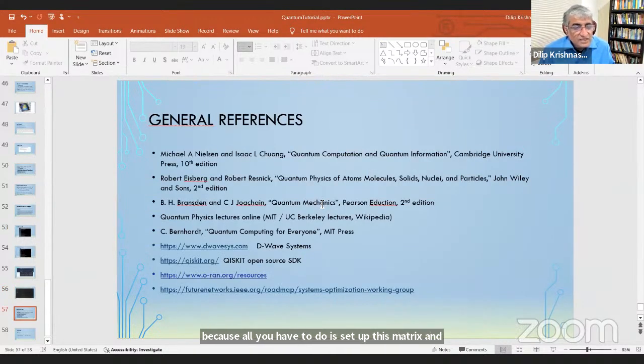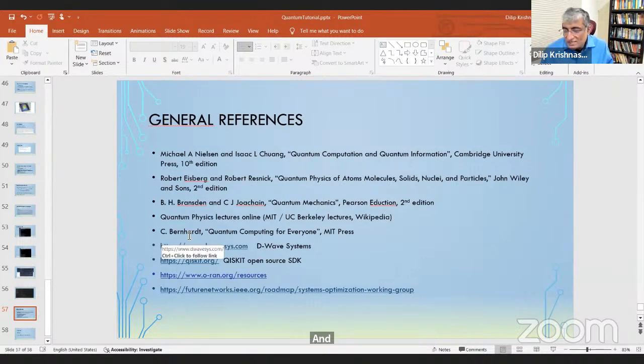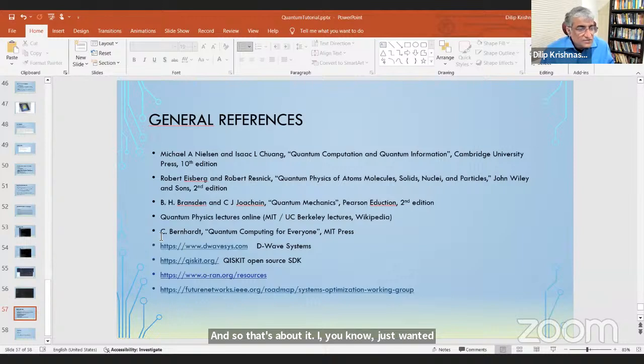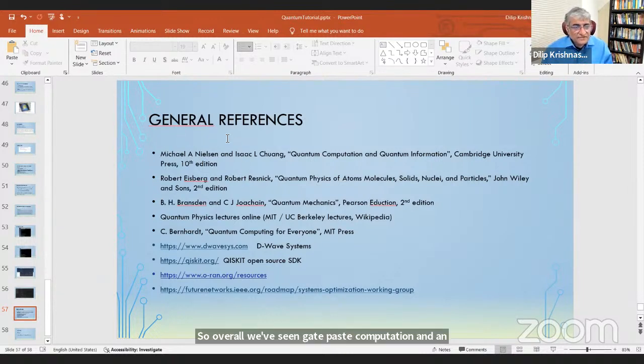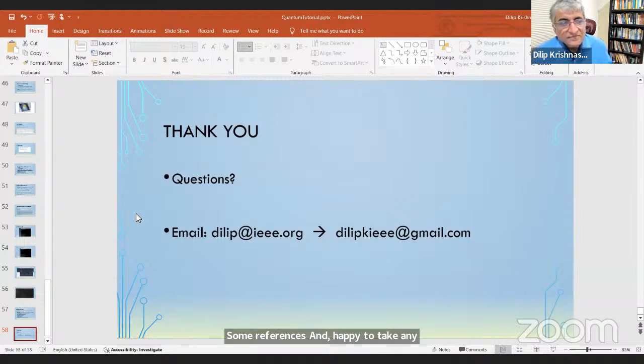And so that's about it. I just wanted to give you guys an introduction. So overall, we've seen gate-based computation and annealing-based computation. These are some references, and happy to take any questions at this time.